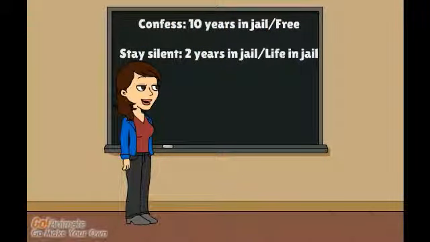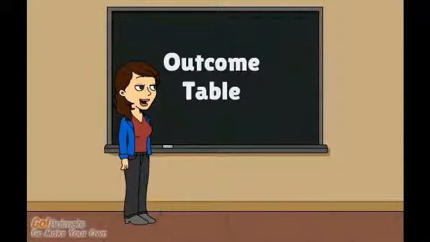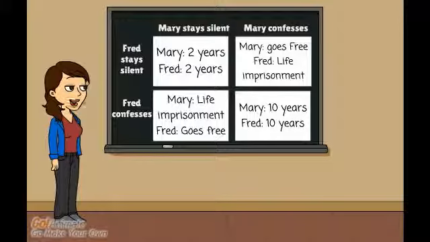So if she confesses, Mary will either go free or spend 10 years in jail, depending on what Fred does. If she stays silent, she will either go to jail for 2 years or for life. That may seem a bit confusing, but there is an easy way to break it down. We can use an outcome table. Outcome tables help us determine what the outcome of a situation will be if there are multiple variables. This table shows how much jail time will be spent by each prisoner depending on each prisoner's decision.